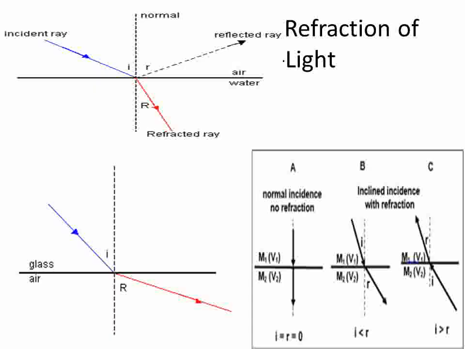Refraction of light. In refraction, there are two mediums. In the figure, one is air, another is water. The incident ray, the blue color ray, falls on the separating surface of air and water at an angle I, that is the angle of incidence of the incident ray with the normal, and the refracted ray goes to another medium, water. Angle of refraction is with the normal of the refracted ray, and it is bending towards the normal.